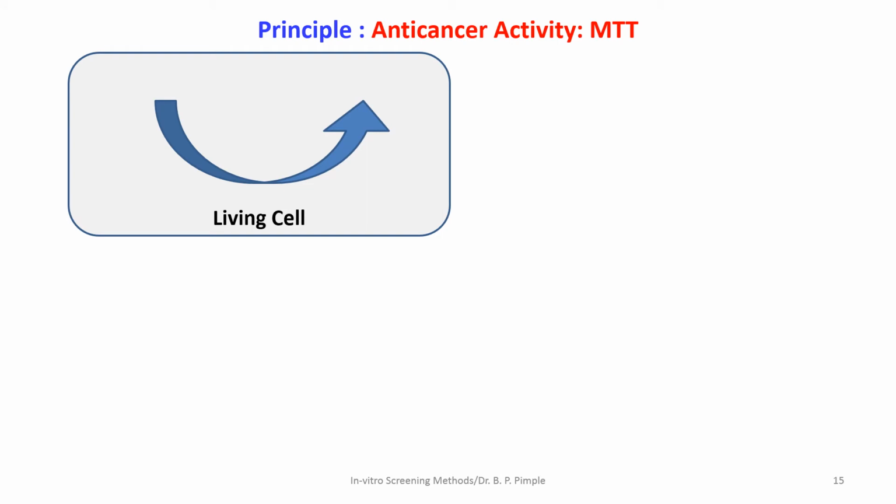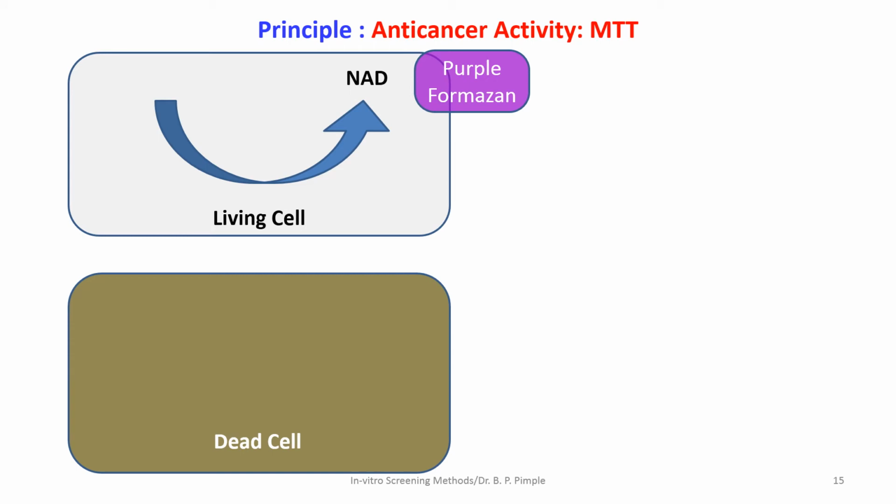Suppose this is a living cell. Now we know the living cell is active and has enzymes like NADH or NADPH. So the yellow colored MTT will now be reduced to purple color formazan, and NADH will be converted to NAD. So this is how the living cells convert the yellow color dye to purple dye. Now, in case of dead cells, since the mitochondrial enzymes are inactive or are not present, the yellow color dye remains as such.